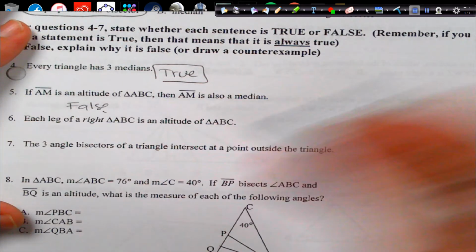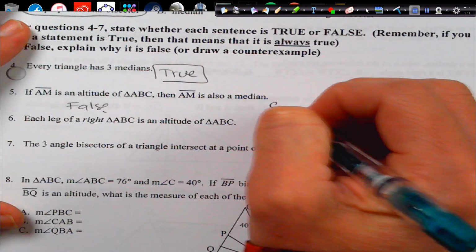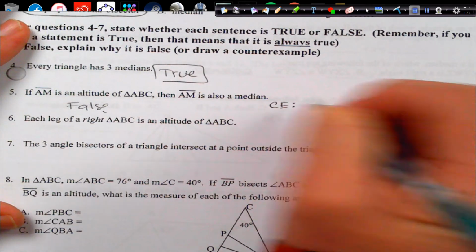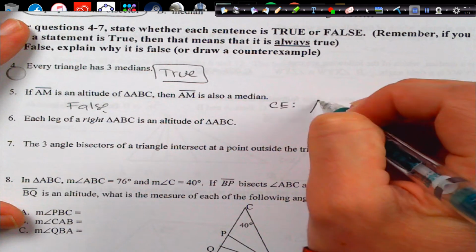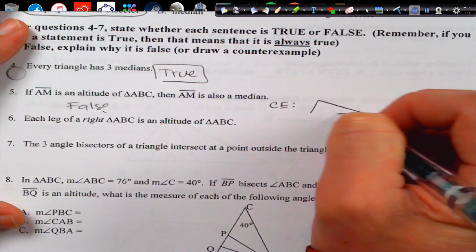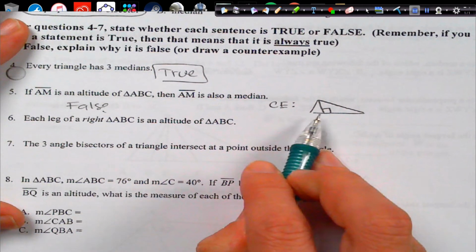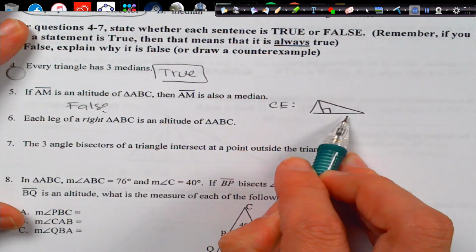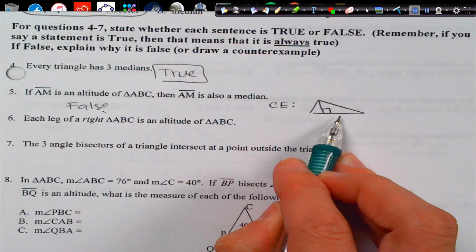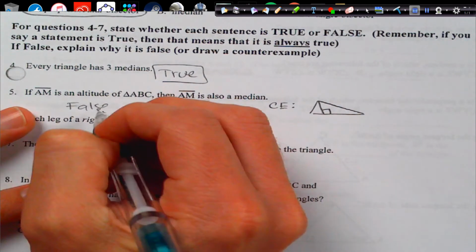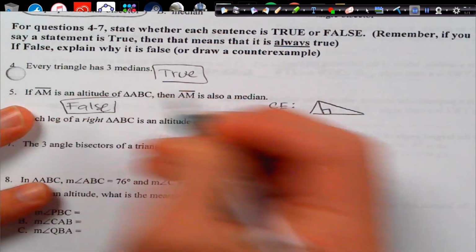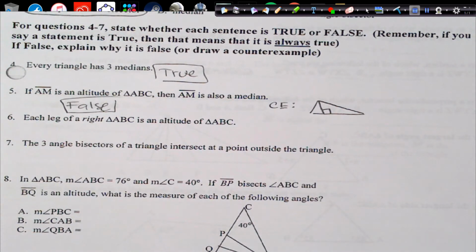Here's a prime example. Here's our counterexample. I'll call it CE. If we had a triangle that looked like this, the altitude would be right here. But did that cut this segment into 2 congruent pieces? No siree. So that's my counterexample. False.